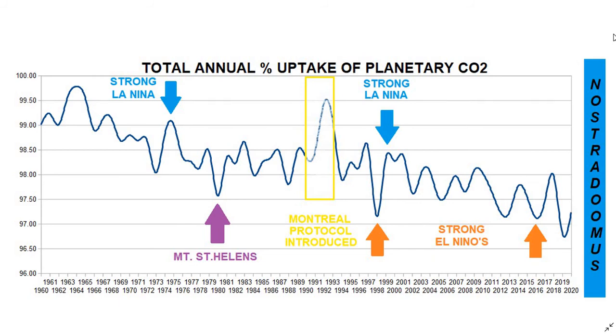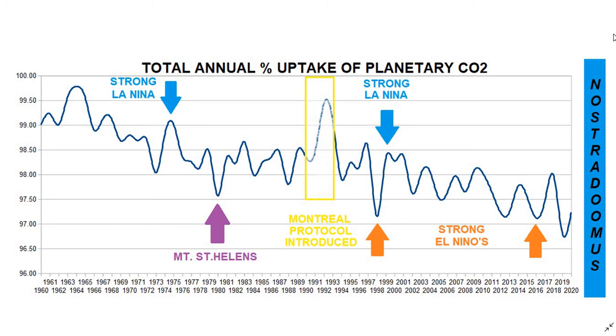We had a strong La Nina in 74, I think that was, and the planet did really well that year. We know there's a link. We had a big drop in 1980 when Mount St Helens erupted, and at the beginning of the 90s we had a large increase in percentage uptake, all the way back up to 99.5%. The planet was really healthy then. Just happens that when they banned CFCs and other noxious chemicals that we used to put into the atmosphere.